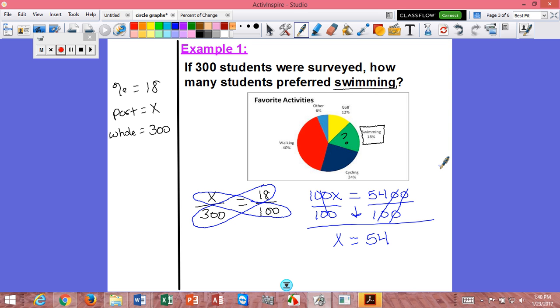If you're not comfortable with any of these zero tricks, make sure that you do actually work it out and write all of your steps. So we get 54. So that means that this specific part of the circle graph represents 54 students. And don't forget to label what your answer represents.